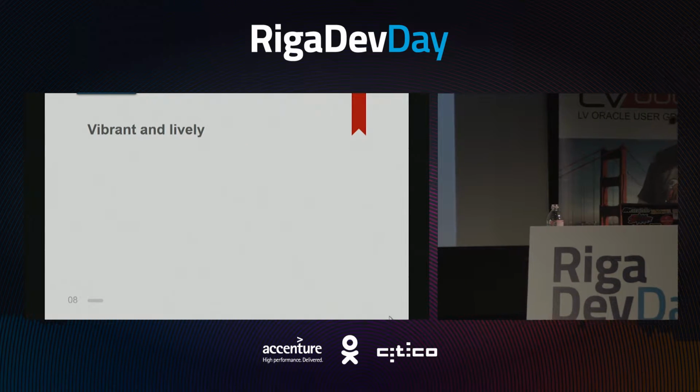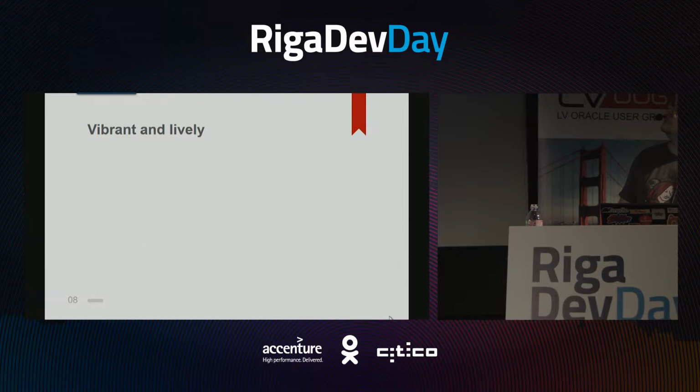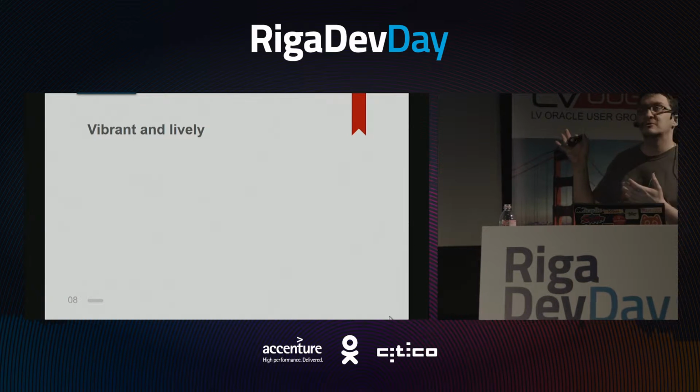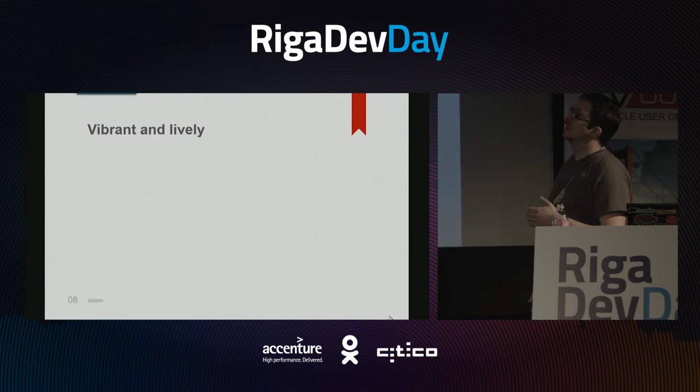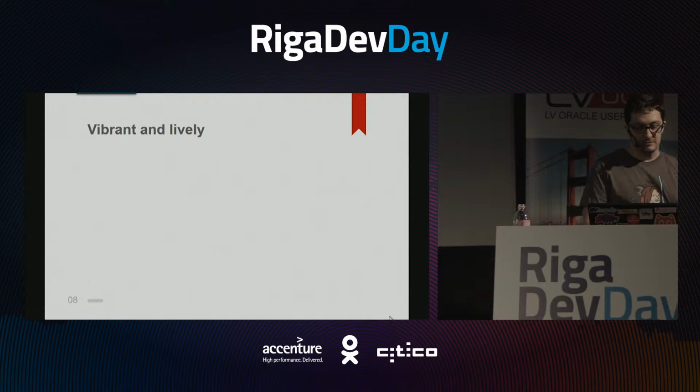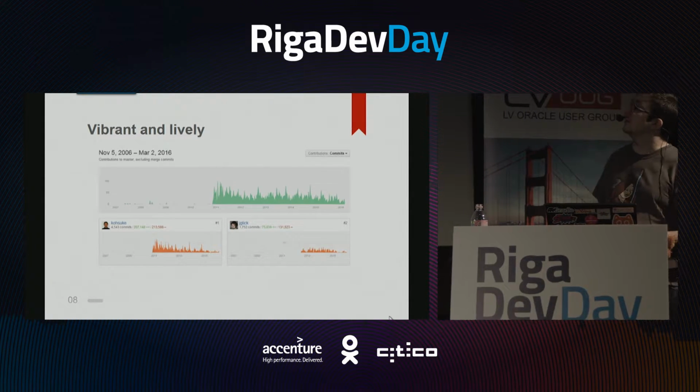What's going on with my pictures? As you see, the title is vibrant and lively, but it's not that vibrant in my presentation. At least it doesn't look so. Yeah, now I see it.